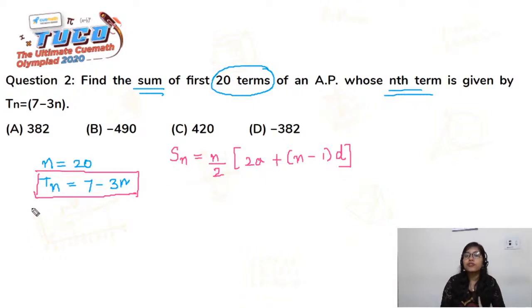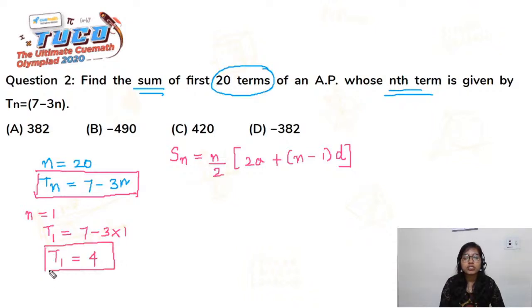So to calculate the first term, that is the value of a, can I put the value of n as 1? Yes, I can. So T1 is equal to 7 minus 3 times 1, which gives us 7 minus 3, and that's going to give us 4. So we have got term 1, which is 4, and term 1 is the same as a, which is equal to 4. And what's the value of n? n is 20. So 20 over 2.